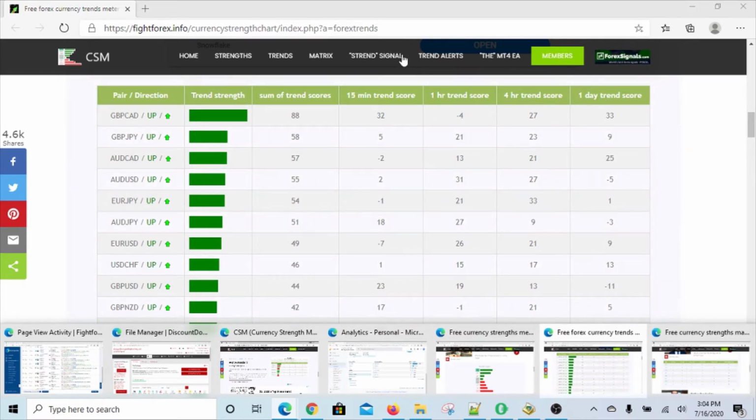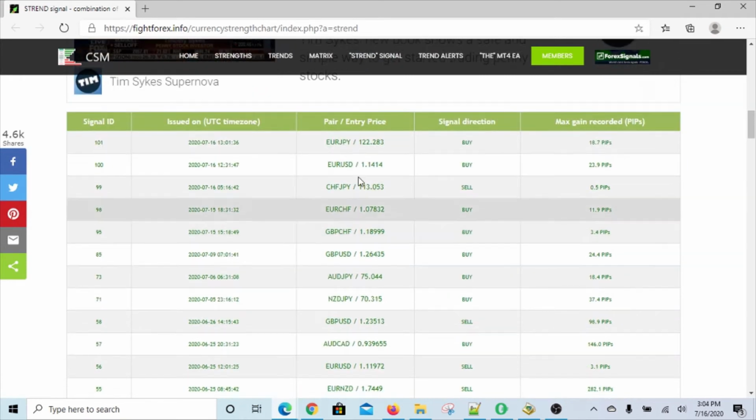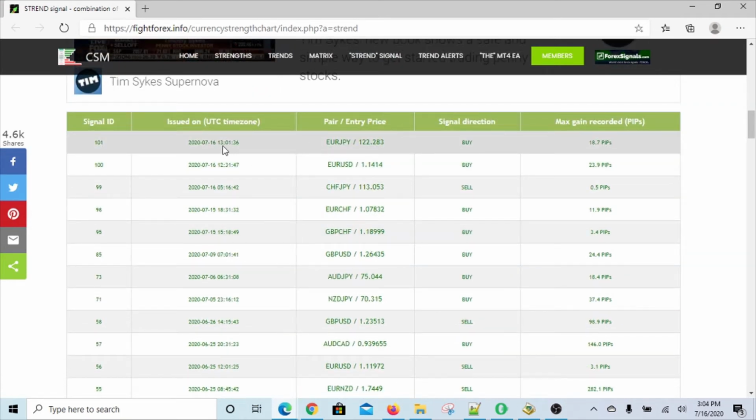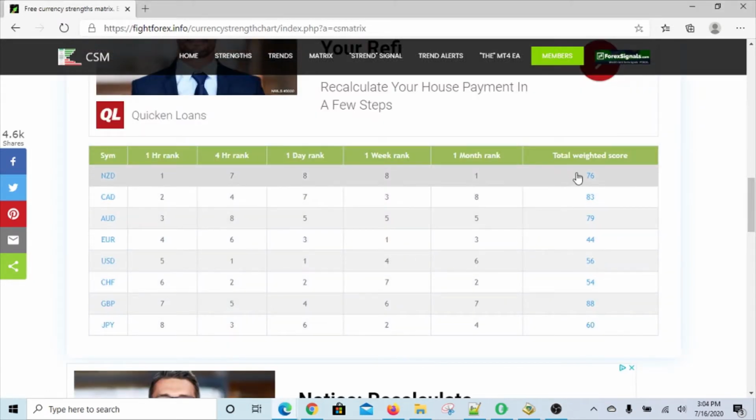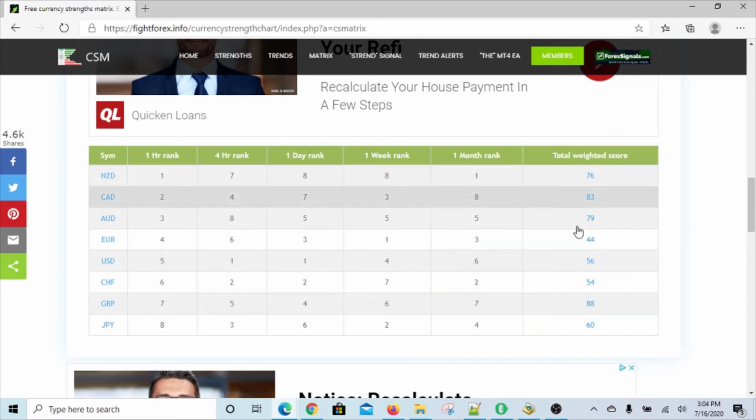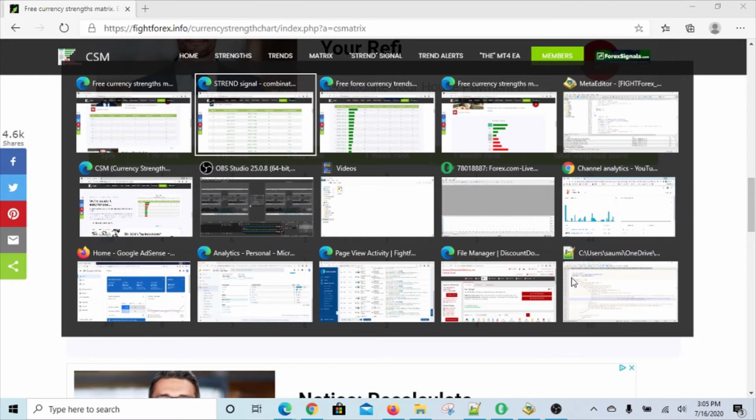So let's go back here and check this out again. As you can see, at 1301, which is the UTC time, Euro JPY fulfilled the condition that I just explained: Euro and JPY currency strength scores had a difference of at least 45 points, meaning Euro was strong and JPY was weak, with a difference of at least 45 points between the two.